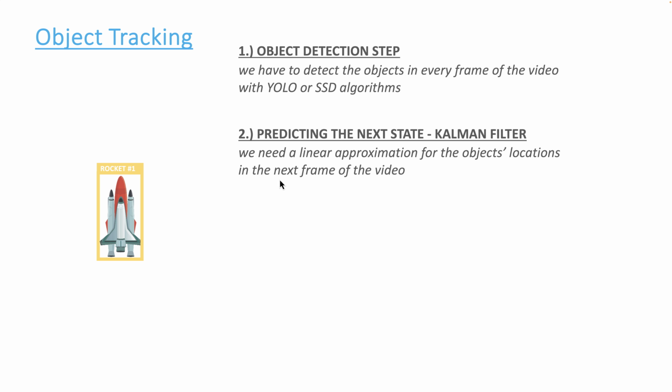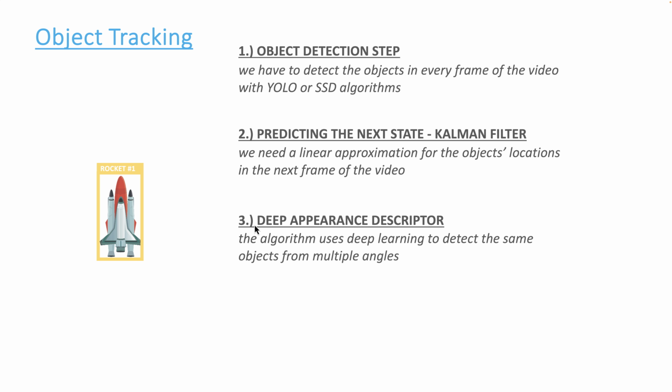So in every single frame or every single state of the algorithm, the Kalman filter will make a prediction for the location of the given object in the next frame of the video. In the coming lectures, we are going to talk a bit about the theoretical background of the Kalman filter, because it is an extremely popular and powerful technique in computer science.